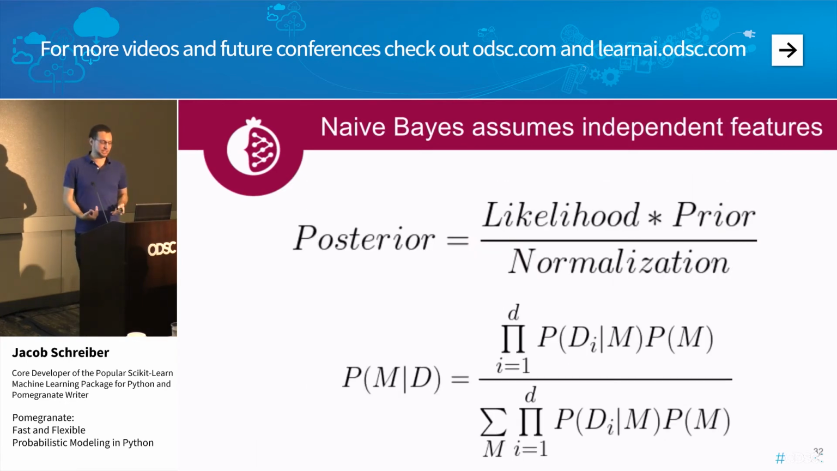The math behind it is pretty simple: the posterior is equal to the likelihood times the prior divided by some normalization. It doesn't particularly matter, except that this likelihood term can be calculated using a full multivariate function. In that case, it's called a Bayes classifier, but the naive part of naive Bayes assumes that each one of the features is independent from each other. So if they're independent, then this likelihood term breaks down into the product of probabilities according to each feature.